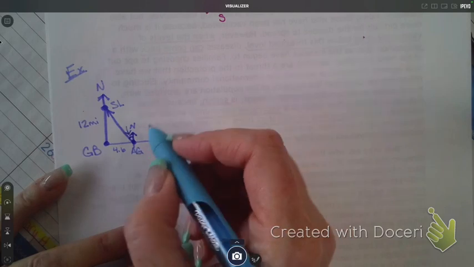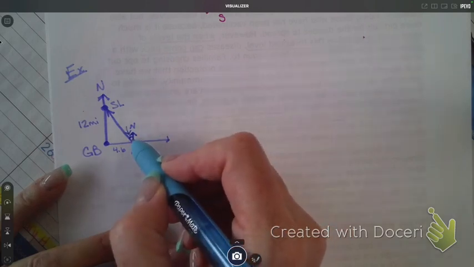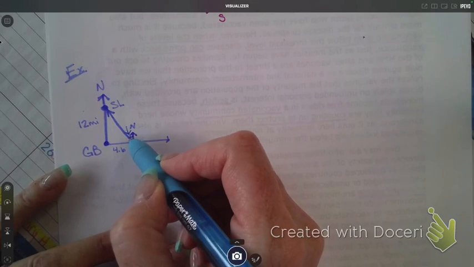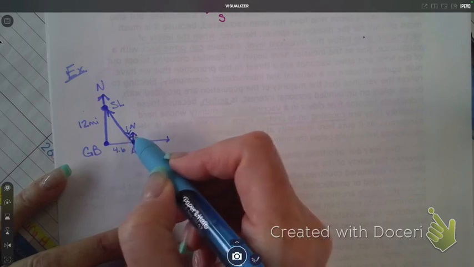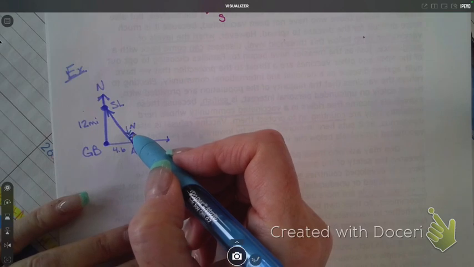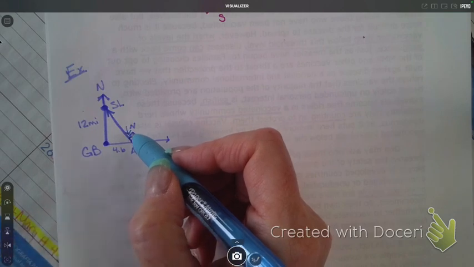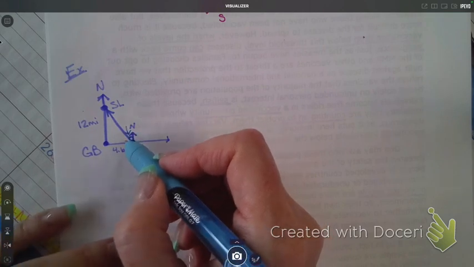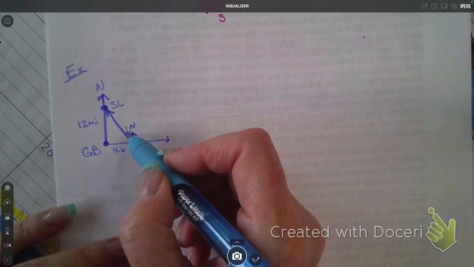Okay, so what does that little angle and the angle inside the triangle equal? 90. They would be 90. That's a right angle, correct? Yeah. So if I find the inside, can't I subtract it from 90 to find the outside?